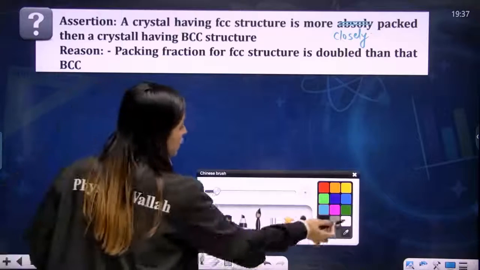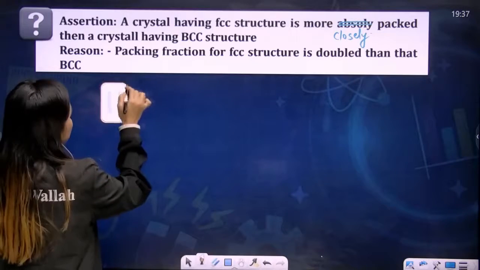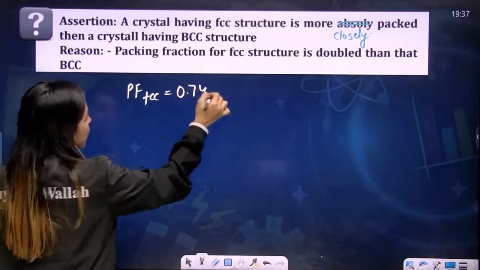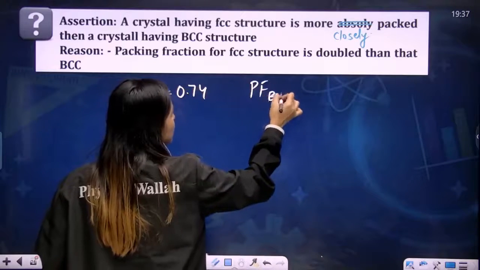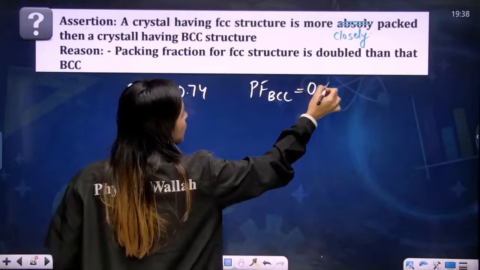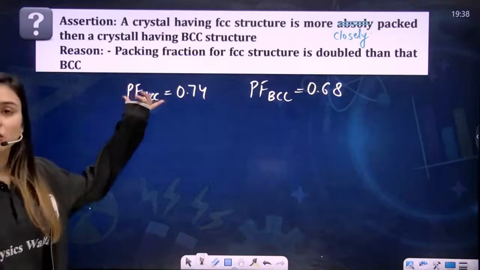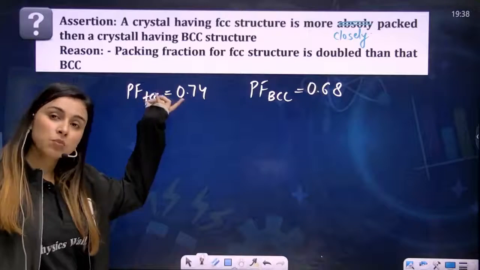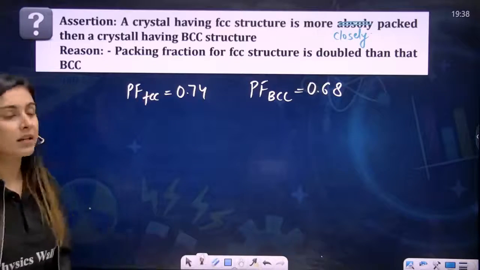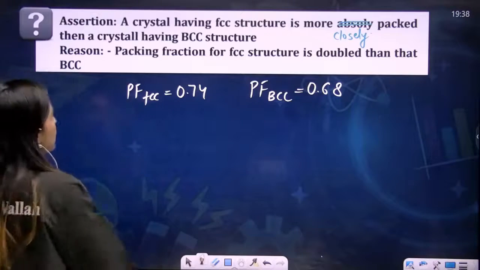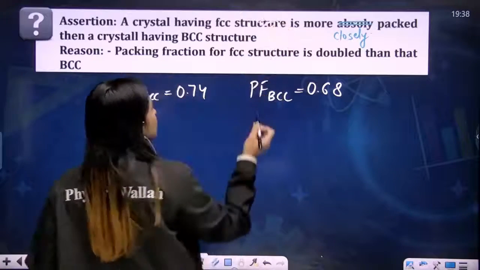Now see, my dear students, you know that the packing fraction of FCC is 0.74 and the packing fraction of BCC is 0.68. So which has a higher packing fraction? Your FCC. Then obviously it is more closely packed than BCC. So the first statement says that FCC structure is more closely packed than the BCC structure. This statement is true.